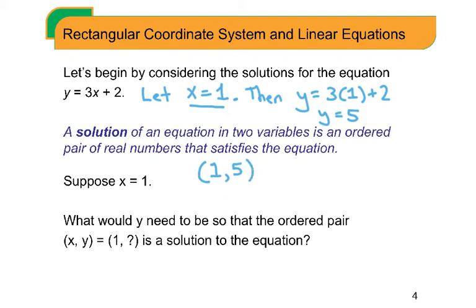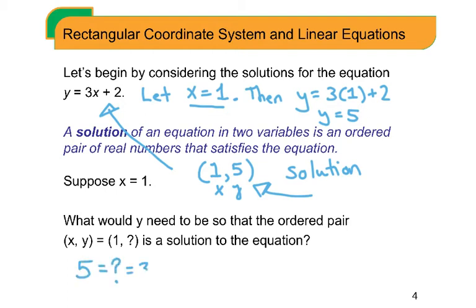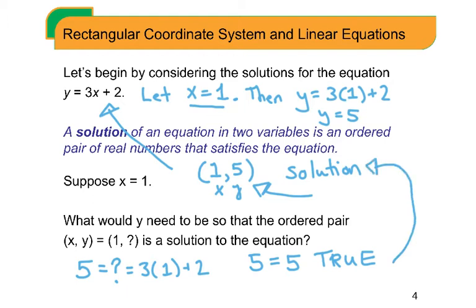Now, this is a solution. Why is it a solution? When we substitute those numbers into this equation, the result is a true statement. Let's try it. Remember which is which. Does 5 really equal 3 times 1 plus 2? Yes, when we substitute these in, we get 5 equals 5. That's true. So that's what makes it a solution. Put the numbers into the equation, see if it's true.